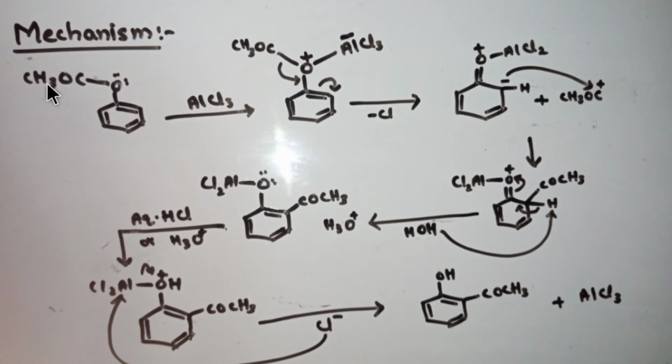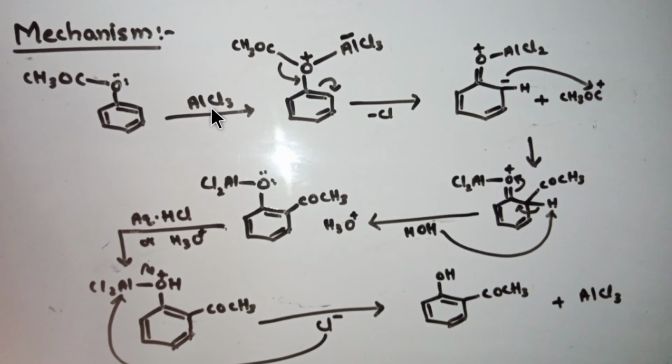The mechanism of this reaction: that is one phenyl ester, the same compound as I wrote on the previous page. That is phenyl, bonded with this acyl group. This oxygen is bonded with the C, which has a double bond to O and is bonded with CH3. So that is the phenyl ester, in the presence of AlCl3.